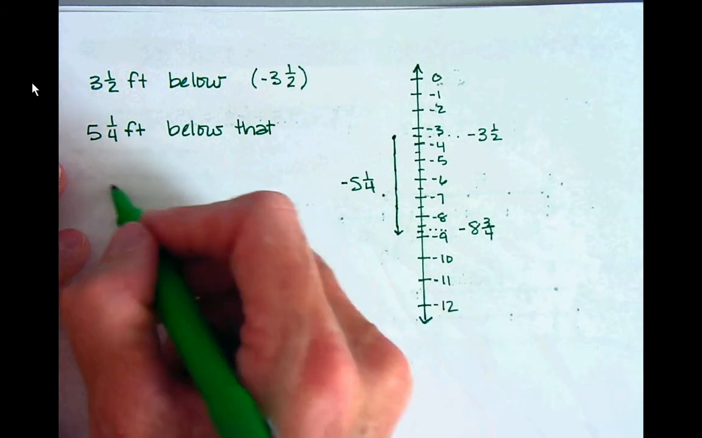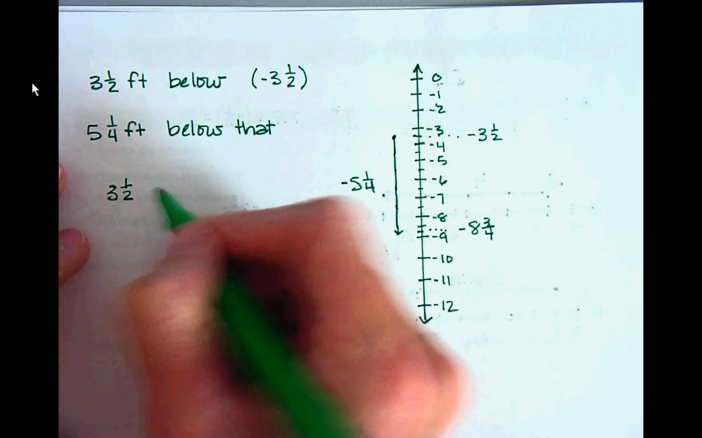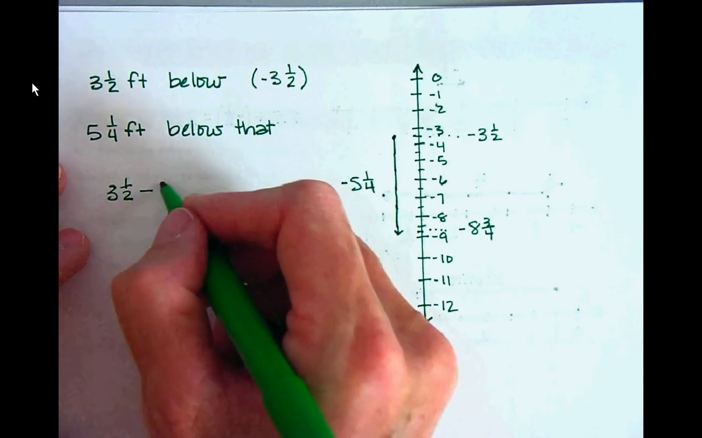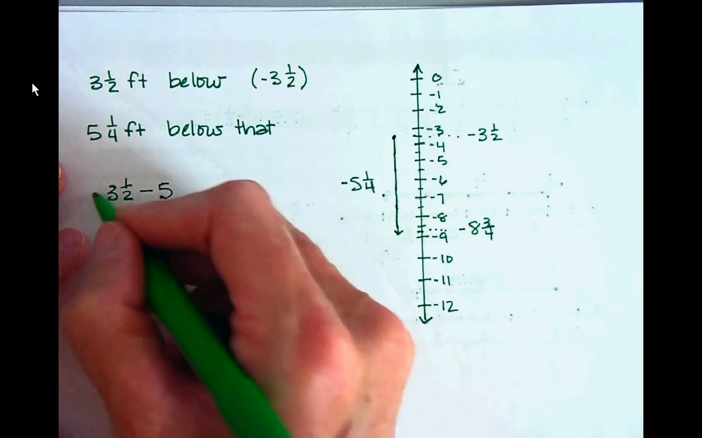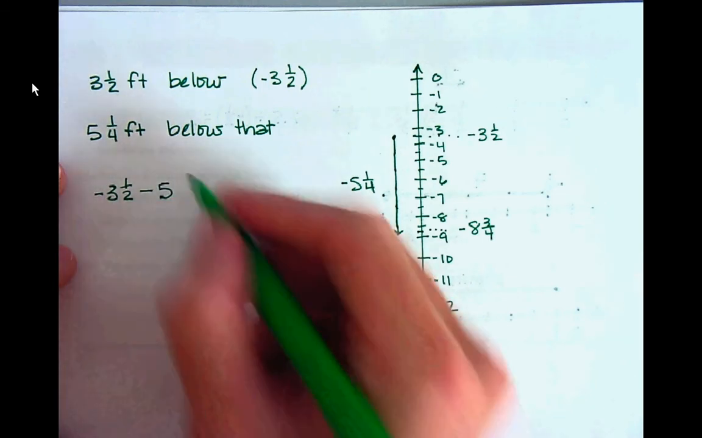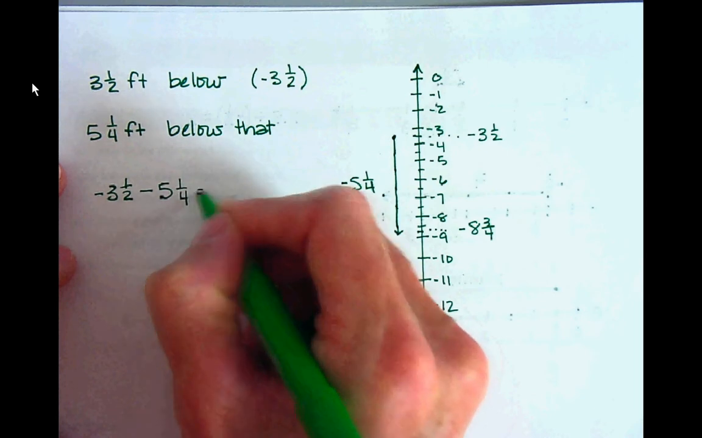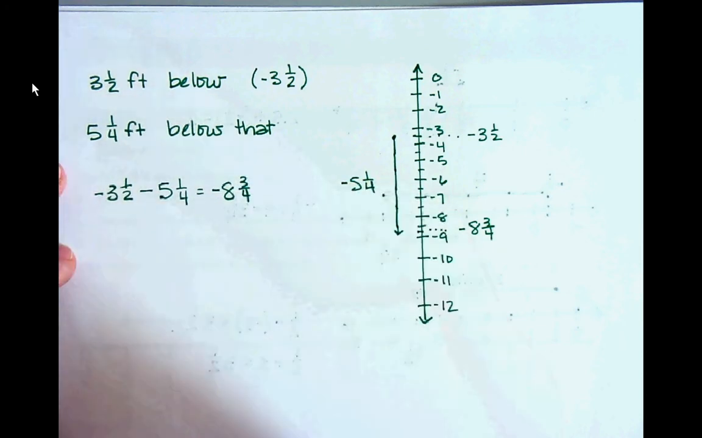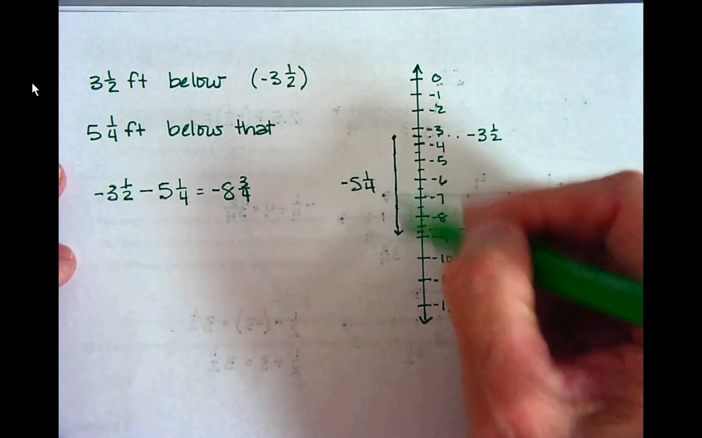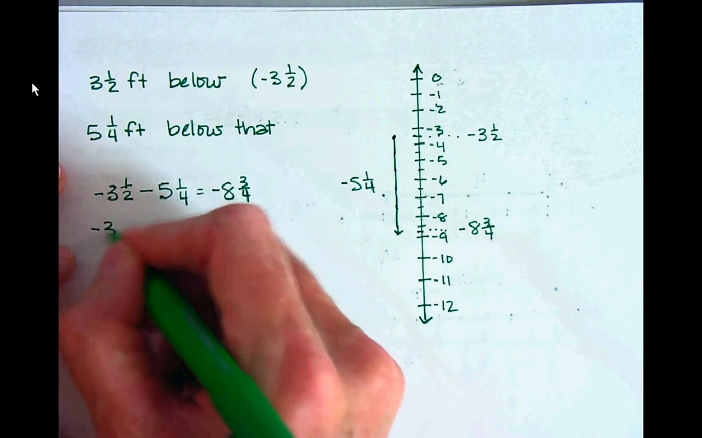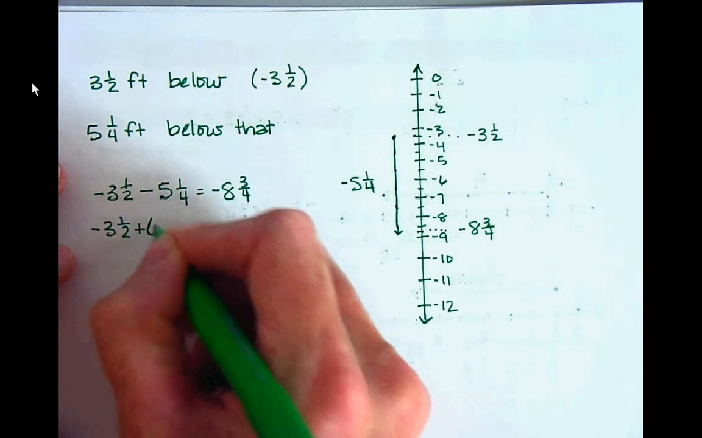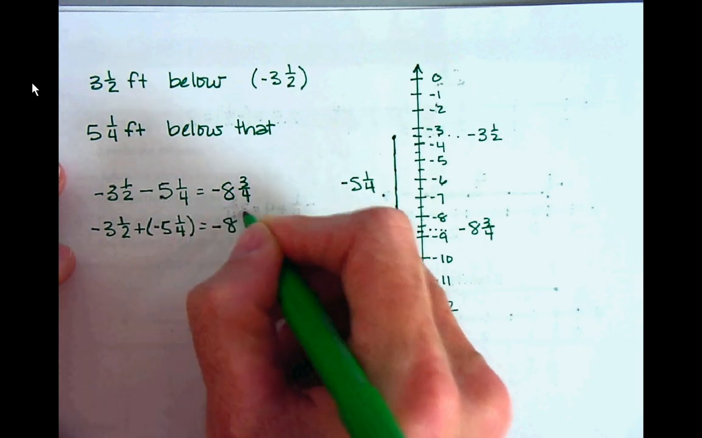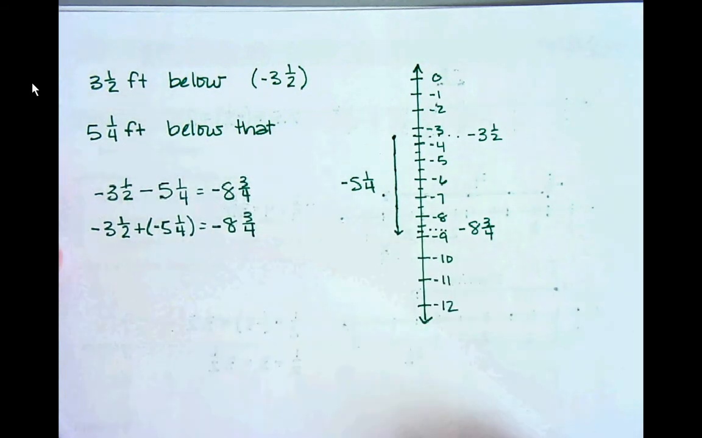So how do we write that? Minus 3.5 minus 5 1/4 is equal to minus 8 3/4. And how do you write that as an addition problem? Because again, we're adding a negative. It would be minus 3.5 plus a negative 5 1/4 is minus 8 3/4. All right, there you go.